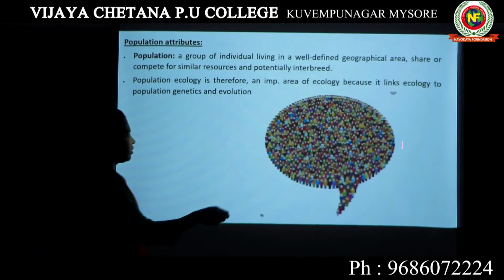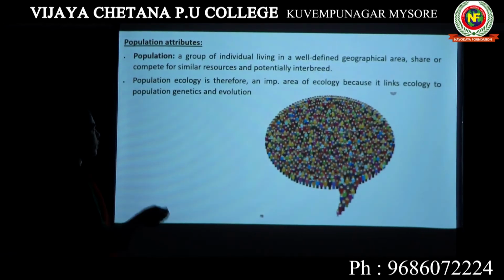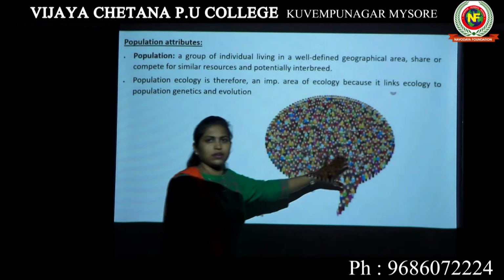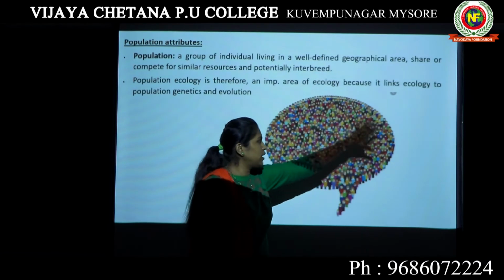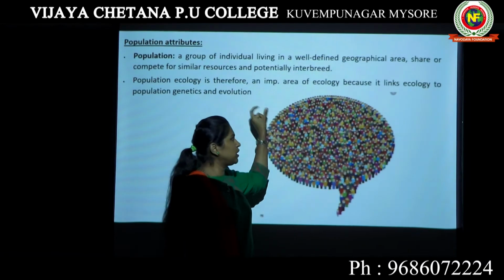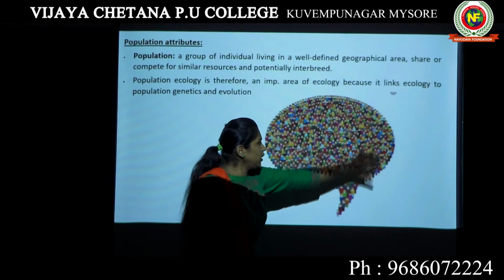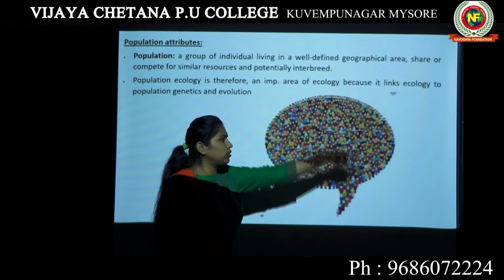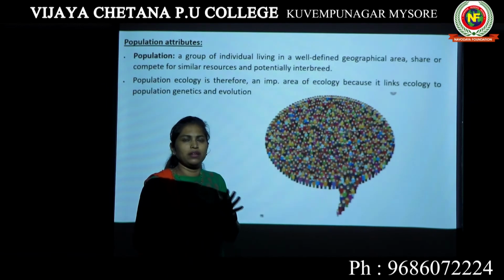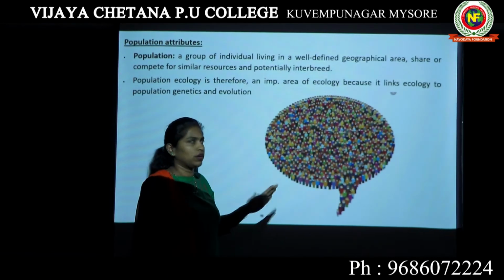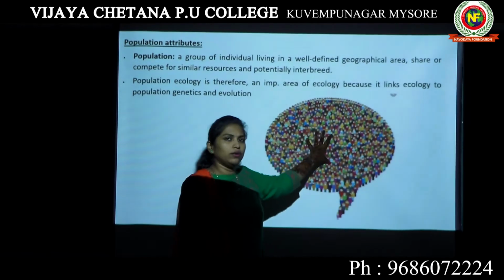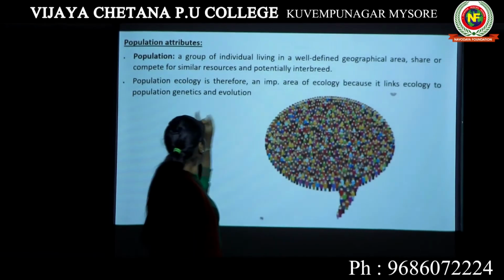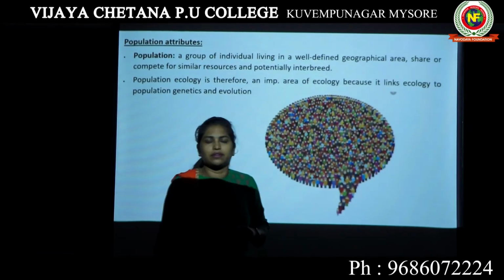Okay, this is a particular geographical area. Now you see a group of individuals living in a well-defined geographical area. Every organism is known as an individual. Every human being is an individual. So, many individuals living in one particular geographical area. So many human beings are living in one particular geographical area. What do they do? They share or compete for similar resources.